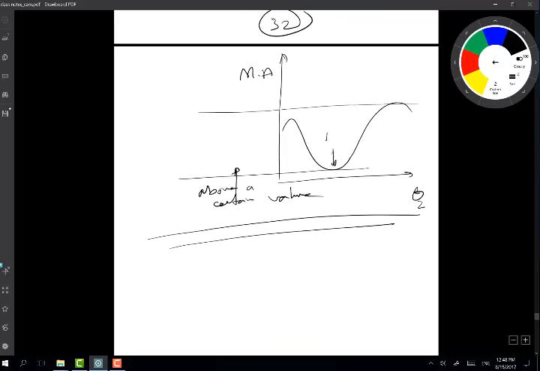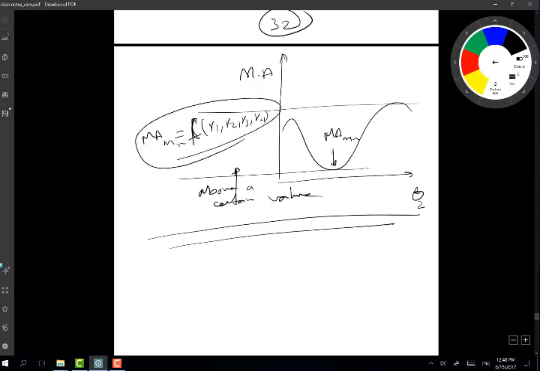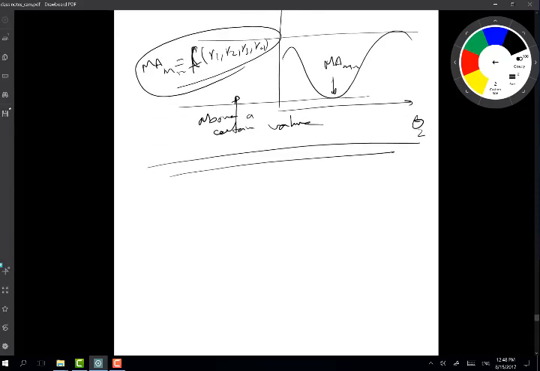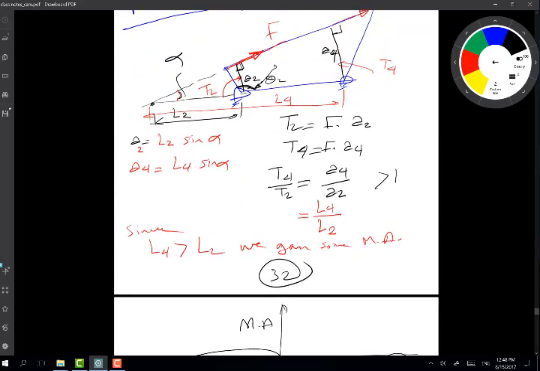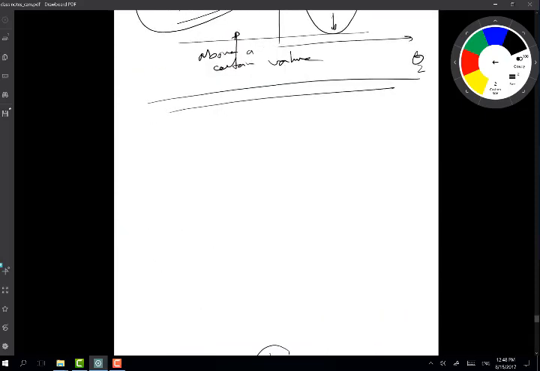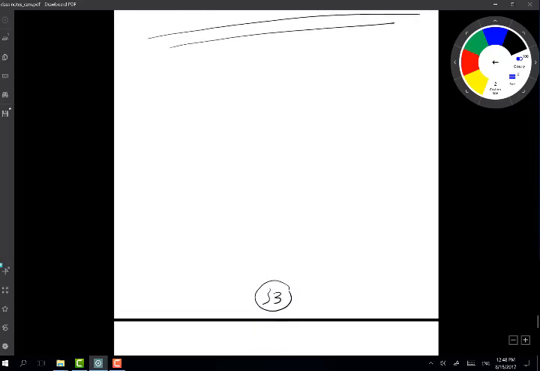Let's say this is the minimum value of mechanical advantage. This minimum value will be a function of R1, R2, R3, R4, and this sort of stuff. So you select the dimensions to give you the mechanical advantage needed for a specific application. The minimum mechanical advantage shouldn't fall beyond a certain value. So that's one important aspect, or an index of merit, of a four-bar chain.